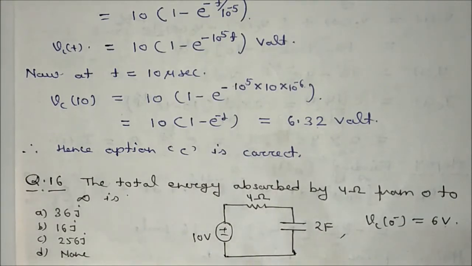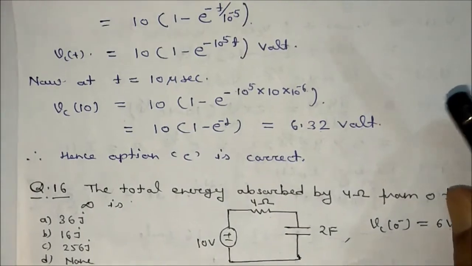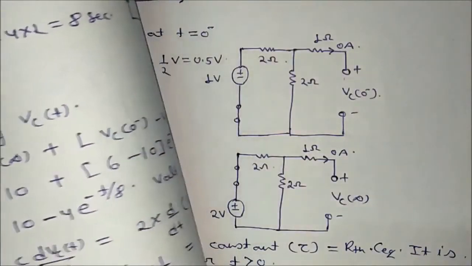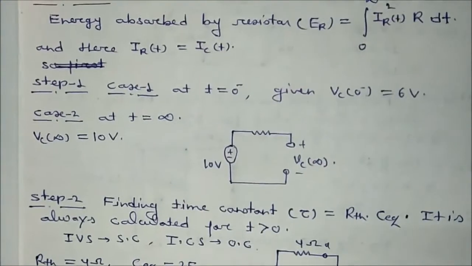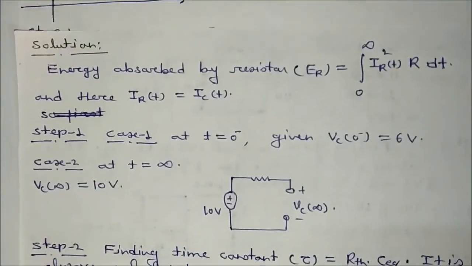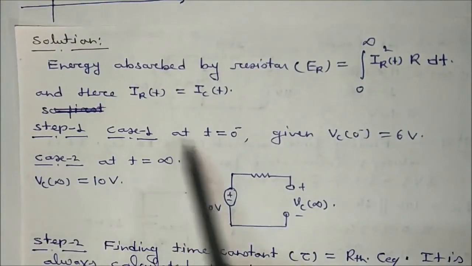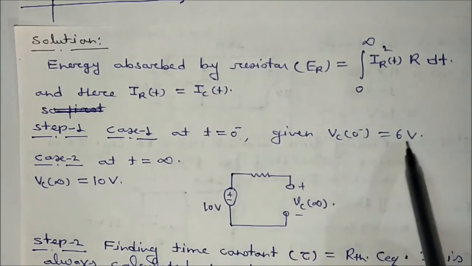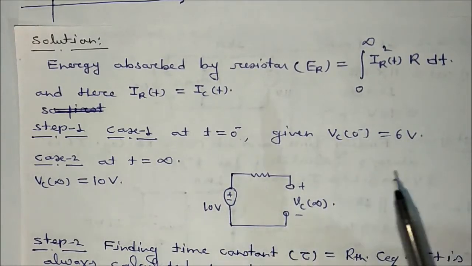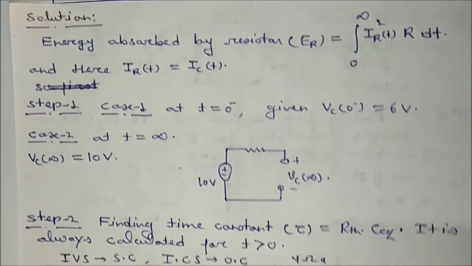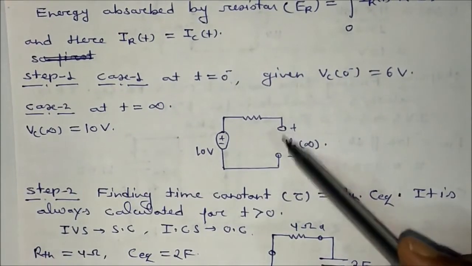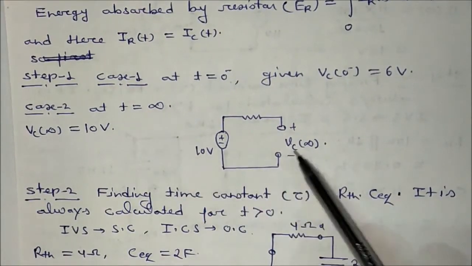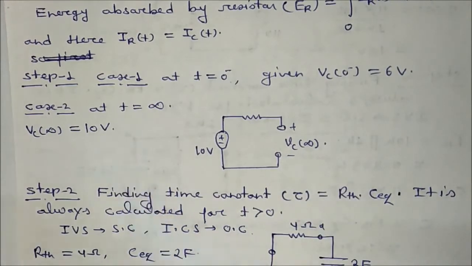So the main motive is what? We have to calculate first what? VCt across this capacitor. So step 1 is what? At t is equal to 0 minus, what is happening? At t is equal to 0 minus, VC0 minus is given as 6 volt, so no need for any calculation. At t is equal to infinite, the capacitor will be open circuited, this is 10 volt, so VC infinite will be how much? That is equal to 10 volt.